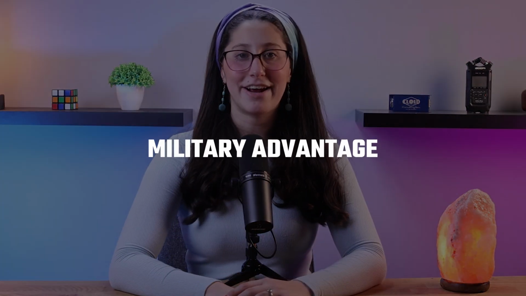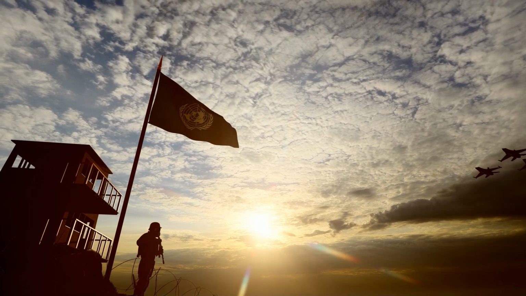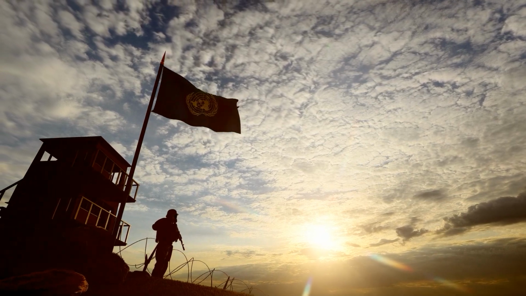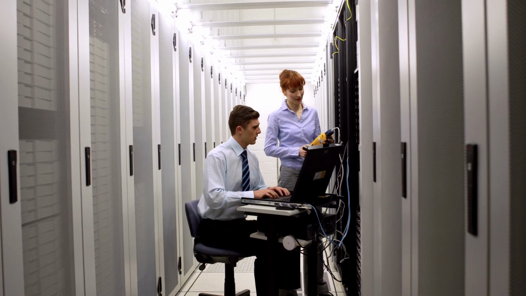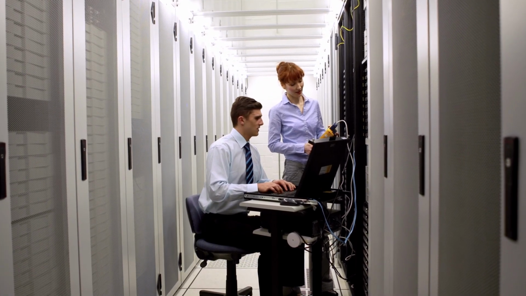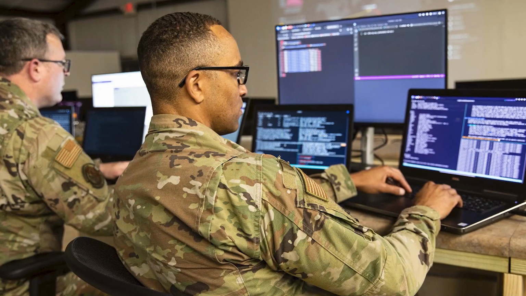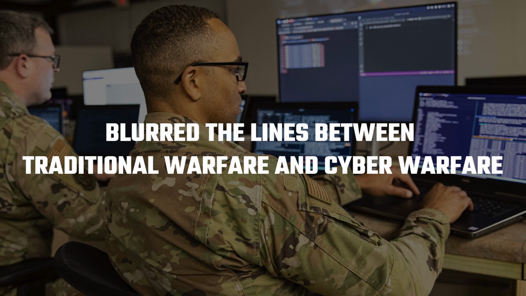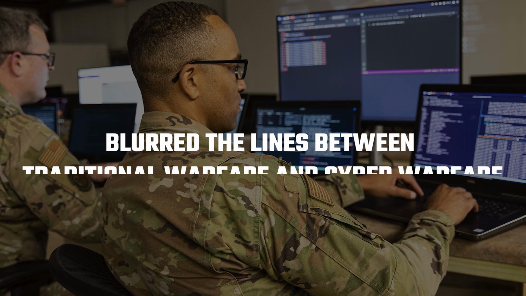Then you have military advantage, which is a critical objective for nation-states engaging in cyber warfare. Cyber attacks can be used to disrupt the command and control systems of military forces, compromise critical infrastructure, and gain intelligence on adversaries' capabilities. The integration of cyber capabilities into military strategies has blurred the lines between traditional warfare and cyber warfare.